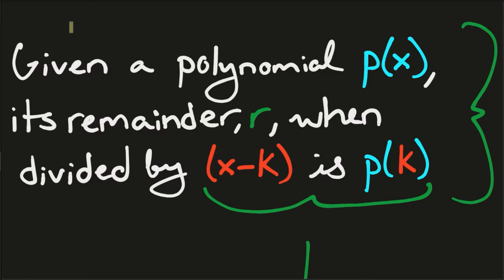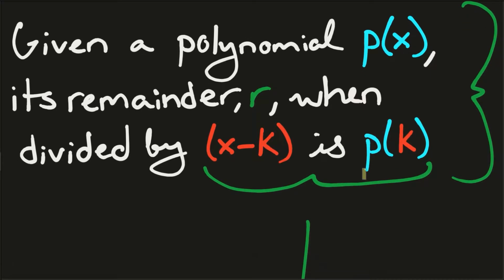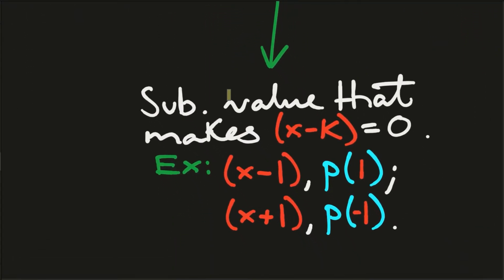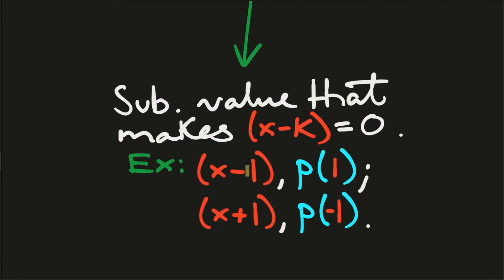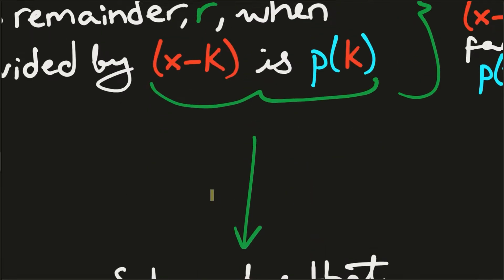A more broad definition of the remainder theorem would be that given a polynomial, which we will call p of x, its remainder, r, when divided by x minus k, the linear factor, is p of k. The reason we say p of k is because we want to substitute in a value that makes the linear factor x minus k equal to 0. For instance, when we plug in 1 into the linear factor x minus 1, this expression would be 0. Likewise, when we plug in negative 1 into the linear factor x plus 1, we would get 0.